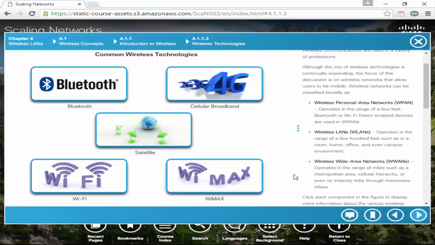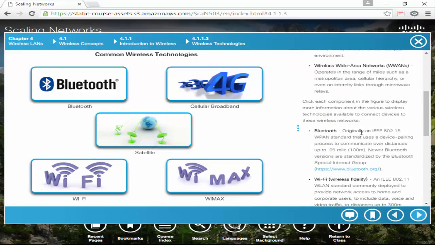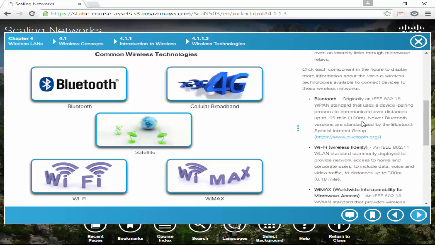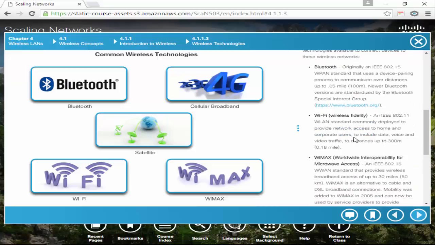So on this wireless WAN, we're going to be doing cellular. It could be WiMAX. Actually, it could be Wi-Fi, or I would guess it would even be satellite, even though they didn't say that there. Alright, so we'll go over them. Bluetooth provides PAN. You guys probably use it every day. Wi-Fi, wireless fidelity, and IEEE 802.11 wireless LAN standard, commonly deployed to provide network access to home and corporate users to include data, voice, and video traffic to distances up to 300 meters.